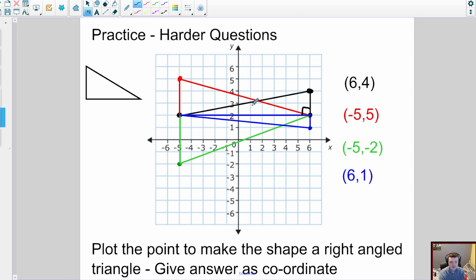So good job if you get any of those right. This is about your knowledge of shapes and how we're going to construct them. And so there's lots of different answers. Basically anywhere up and down this line is fine, and anywhere up and down this line is also fine as an answer for that.